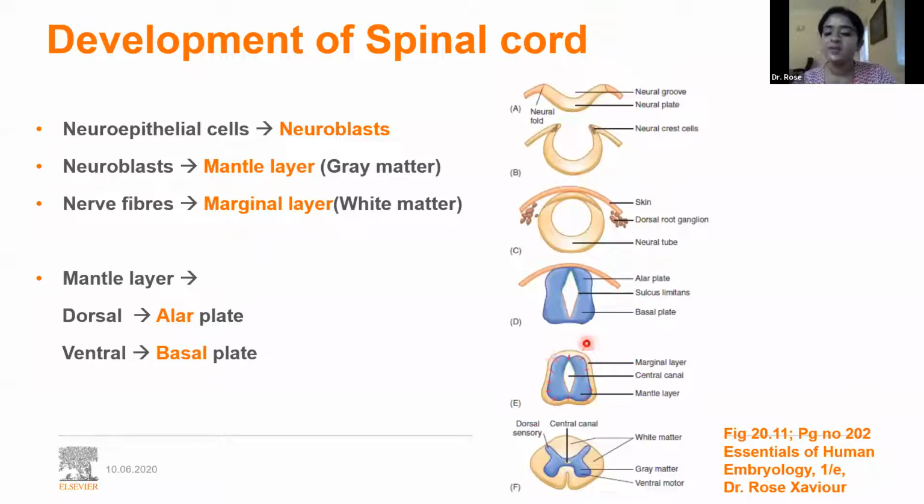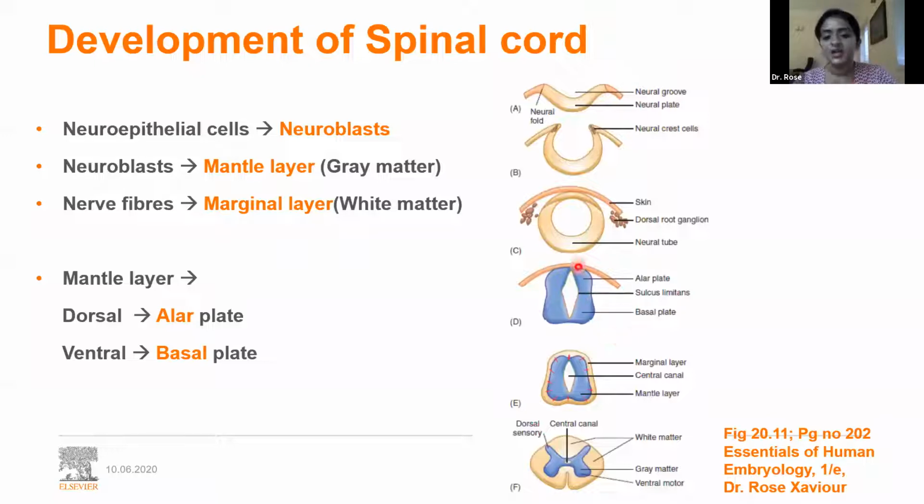We know that the mantle layer gives rise to the gray matter, because in the spinal cord the gray matter is inner and the white matter is outside. So the mantle layer will give rise to the gray matter, and the marginal layer will give rise to white matter. Now we need to know how the cells within the mantle layer are further arranged. You can see an oblique horizontal sulcus separating the two parts of the mantle layer. After the formation of the sulcus limitans, you call the mantle layer dorsally the alar plate, and ventrally the basal plate.